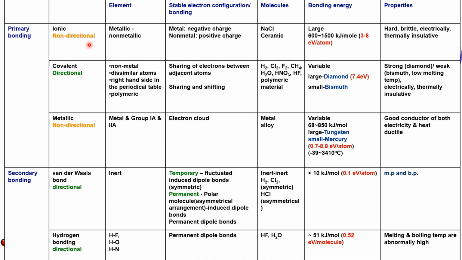Basically, it is van der Waals bonds, and the special case is hydrogen bonds. So here there are 1, 2, 3, 4. If I want to ask you, please let me know which one is the directional bonding among these 4. Can you tell me? Directional bonding is covalent bond and the van der Waals bond, right? Non-directional is ionic bond and magnetic bond.